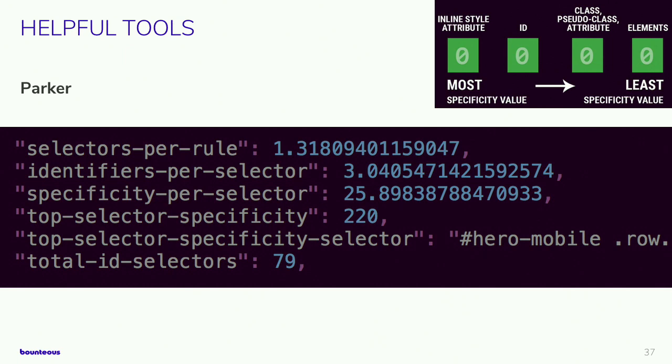So now that we know more about specificity, let's go back to these numbers. So if we look at specificity per selector, and we know that class-based is like a 10. It looks like when I run this against the theme, it's a 25. So I want to get that as close to 10 as possible.